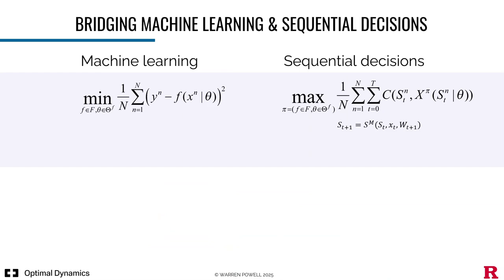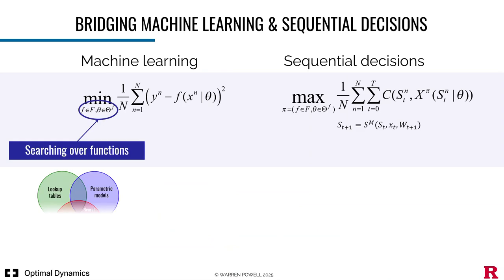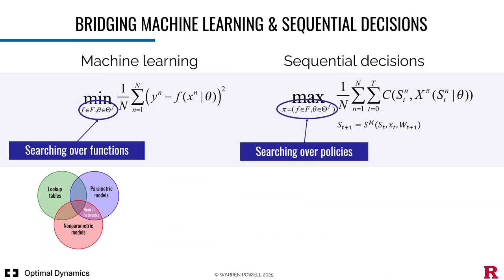Now, I like to build a bridge between searching for policies and sequential decisions and vanilla machine learning. In machine learning, we're searching over functions. I'd like to find the best function. We often call it a model to fit the data. In sequential decisions, we're also searching over functions.